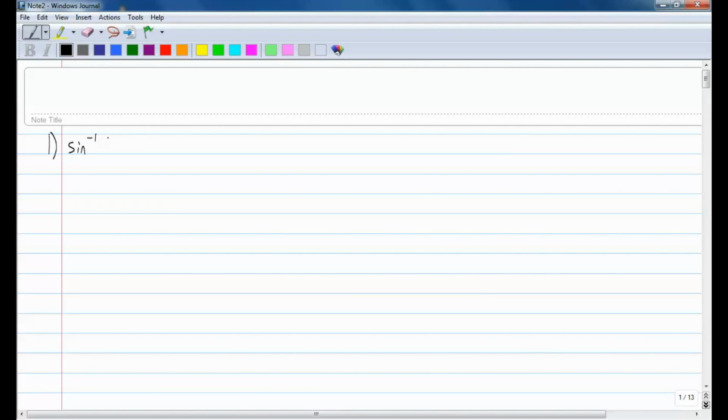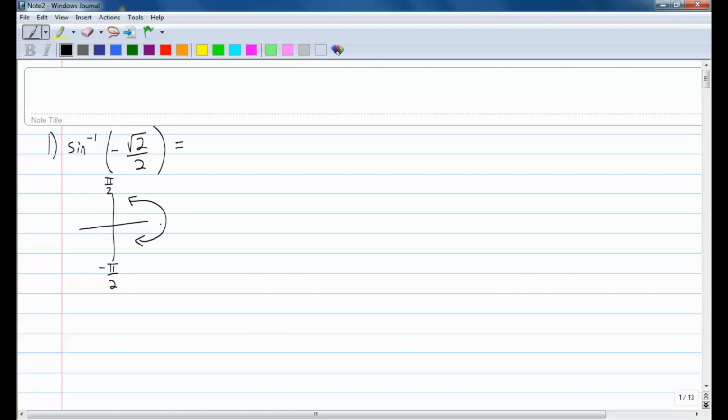First problem here, inverse sine of the negative square root of 2 over 2. Now, recall that inverse sine is defined between negative pi over 2 and pi over 2. So that's where you want your answers to come from.